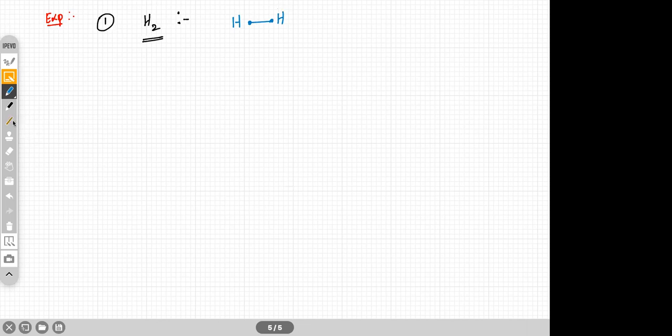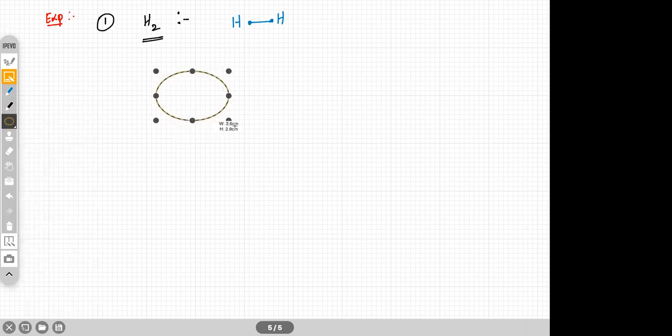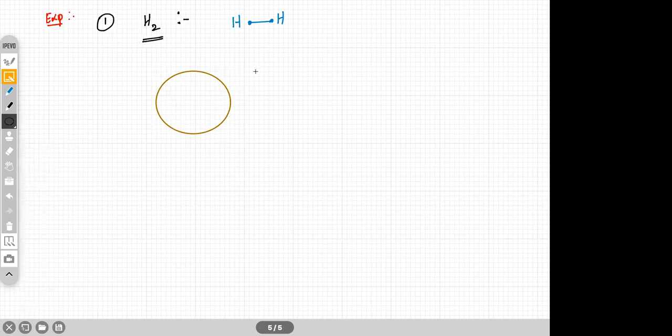If you draw the orbital diagram here, we have two hydrogen atoms. Suppose one is this. And the other one is this.